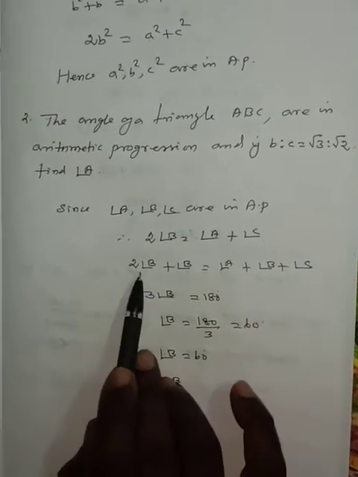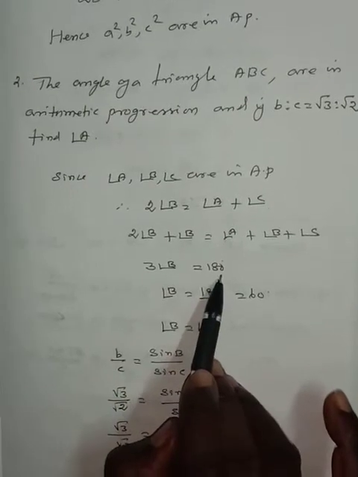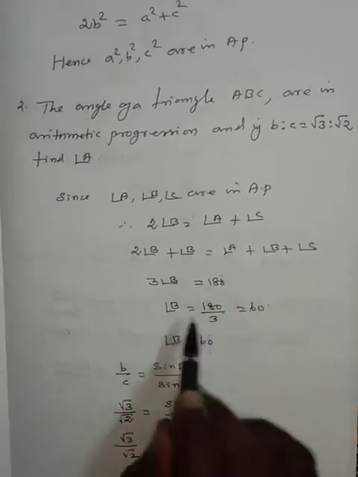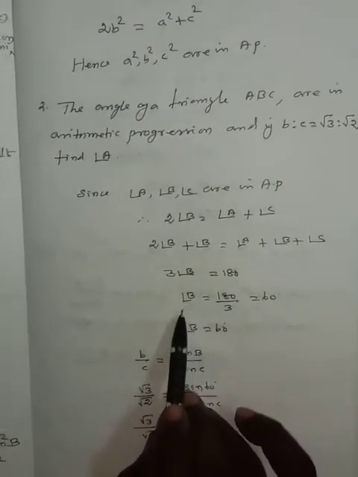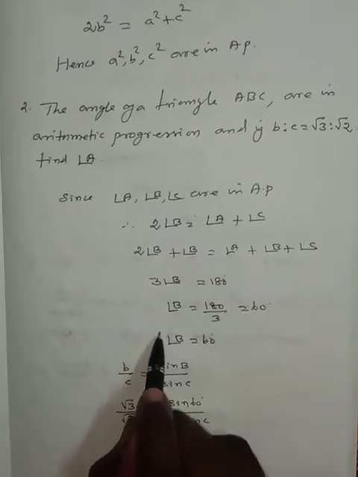Therefore 2 plus 1 is 3, angle B is equal to the sum of the three angles in a triangle, which is 180. Therefore the right hand side is 180, divide by 3 on both sides, we get angle B is equal to 60 degrees.